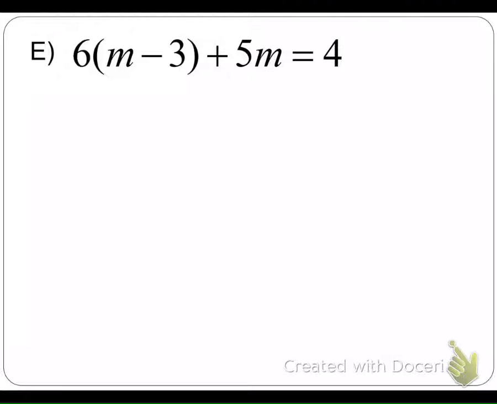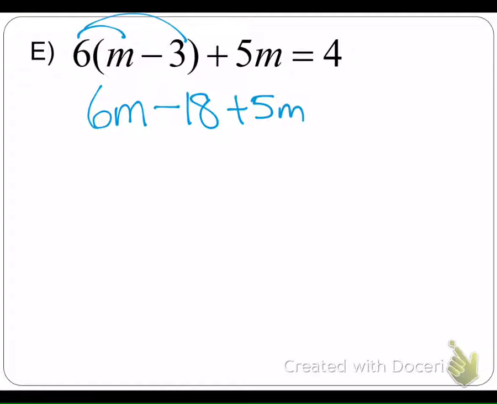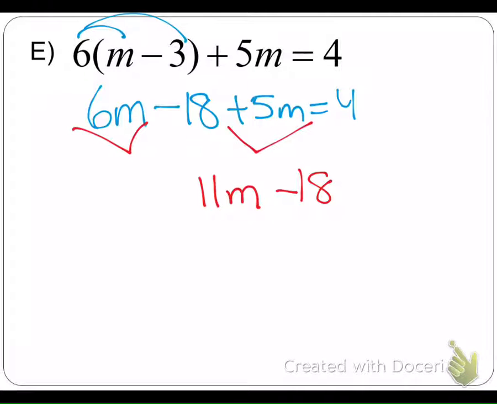Yeah, so normally if I see parentheses, just make sure everything inside the parentheses is already simplified. You can't combine the m and the 3. They're not like terms. What you can do is distribute the 6. So 6 times m is 6m. Minus 6 times 3 is 18. Plus 5m equals 4. Then what? Combine like terms. 6m plus 5m is 11m minus 18 equals 4.